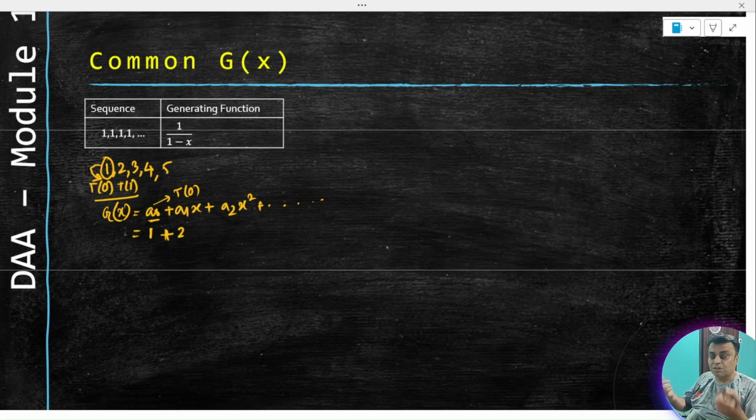What is the value? The value is what the coefficients are. In the sequence, whatever the value is becomes the coefficient. So A0 is the coefficient found from T0, and A1 is the coefficient found from T1. That's why, if I know that this 1 is generated from A0 and this 2 is generated from A1, I will put those coefficients here like this.